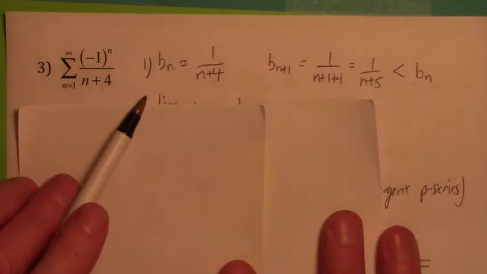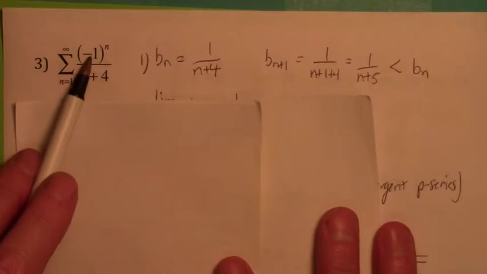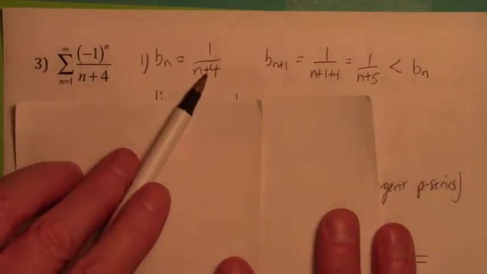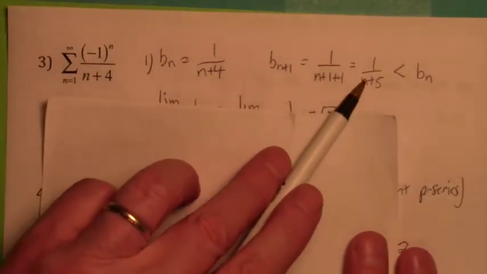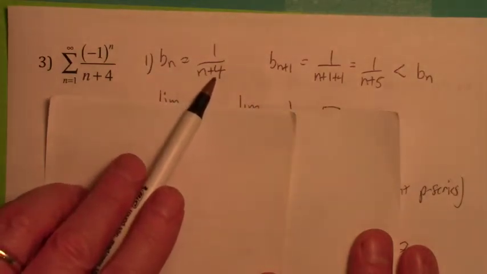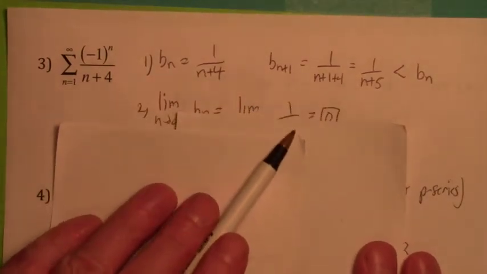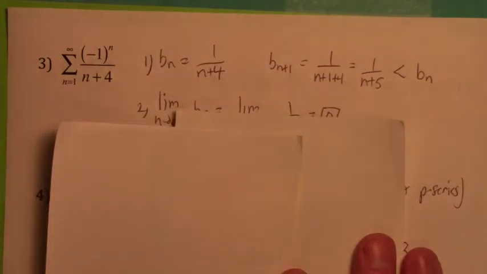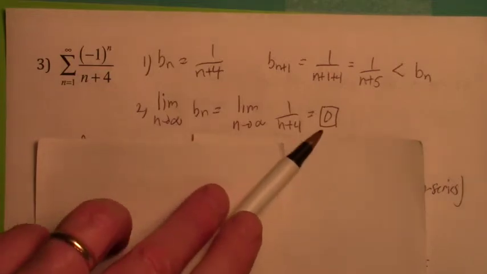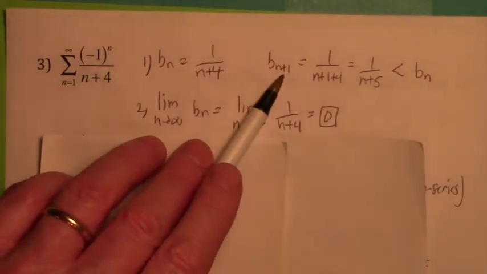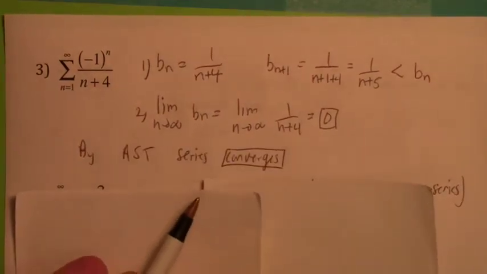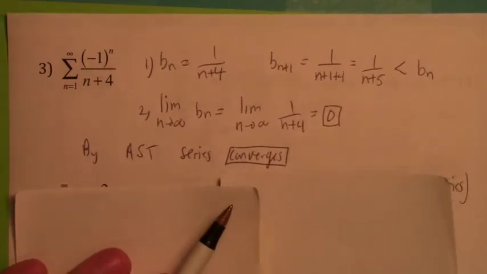B sub n is what you get when you take the absolute value, or you just get rid of the alternating part. So B sub n, they're positive terms. So what is B sub n plus 1? That would be 1 over n plus 5. And it's obvious that 1 over n plus 5 is less than 1 over n plus 4, since the denominator is bigger. So I just showed that B sub n plus 1 is less than B sub n. And the limit as n goes to infinity of B sub n is obviously 0. So that's all I had to show: B sub n plus 1 less than B sub n, and the limit as n goes to infinity is 0. So by the alternating series test, it converges.